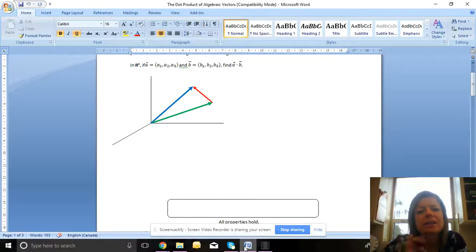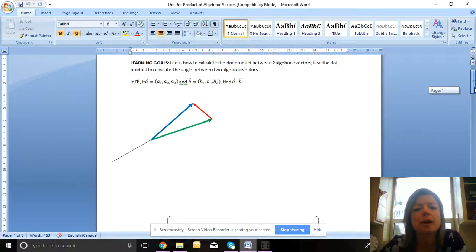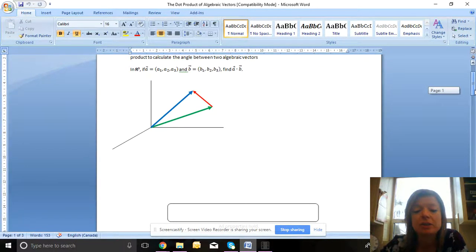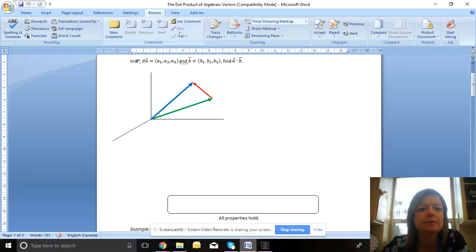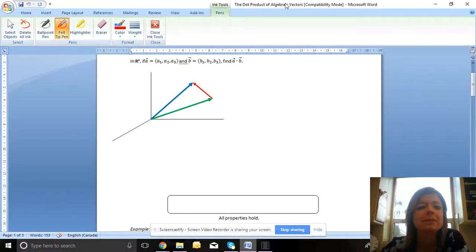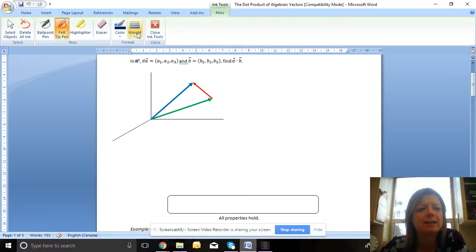Hi class, so we're continuing our learning on the dot product by now doing it with algebraic vectors. Yesterday was just geometric vectors, so those are vectors that are not considered on the coordinate plane, but today we are doing algebraic vectors. Those are those which do have coordinates represented either in R2 or R3. Most of my analysis here will focus on R3.